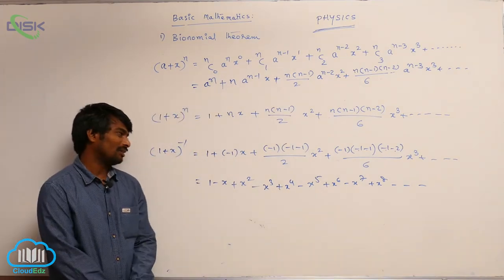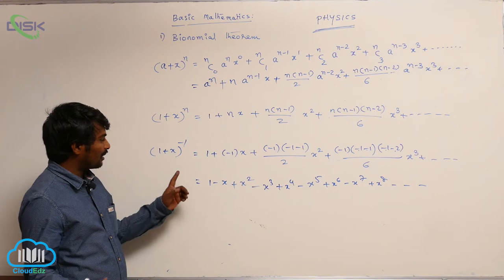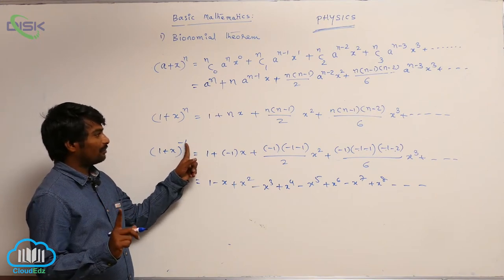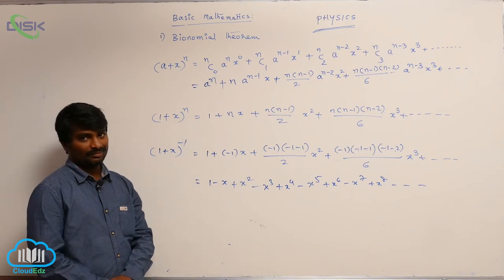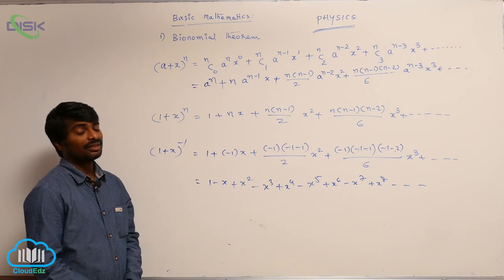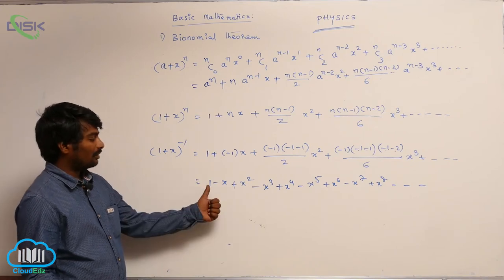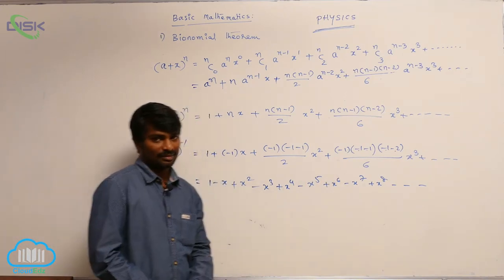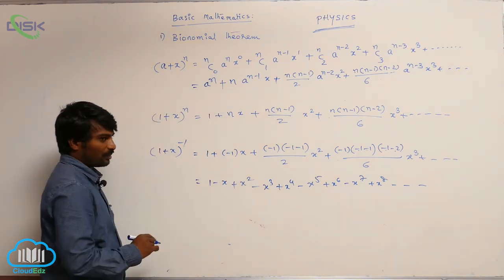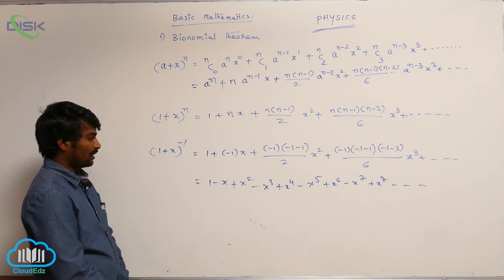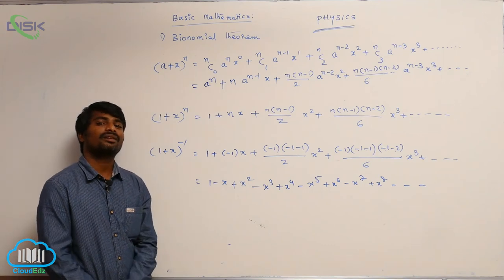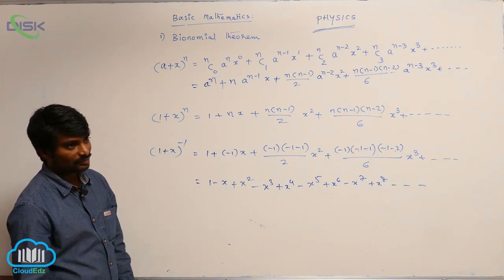Very simple. In the same way, as I already told you, if n is a positive number, then only you are having an ending term. If it is negative or a fraction, there is no ending term. You are having infinite terms. In the same way, for any fraction, positive or negative, you can go for it. This is the answer for the first question that I raised in the beginning of this topic.